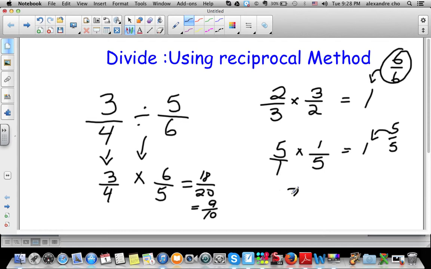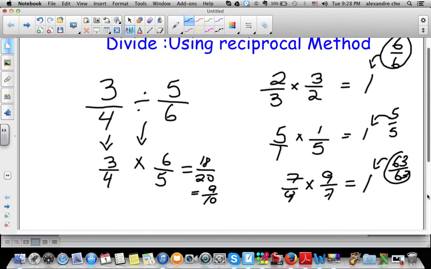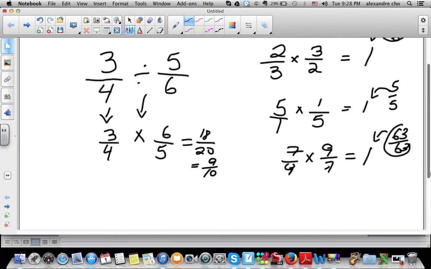Okay, we'll do one more. I don't know, 7 over 9. I'll find the reciprocal so that when I multiply it by 7 over 9, it gives me 1. And again, 7 over 9, you flip around, becomes 9 over 7. 7 times 9 on top is 63, and at the bottom, 9 times 7 is 63. And 63 over 63 is just 1. Okay, that's reciprocal. Let's do a couple more here.